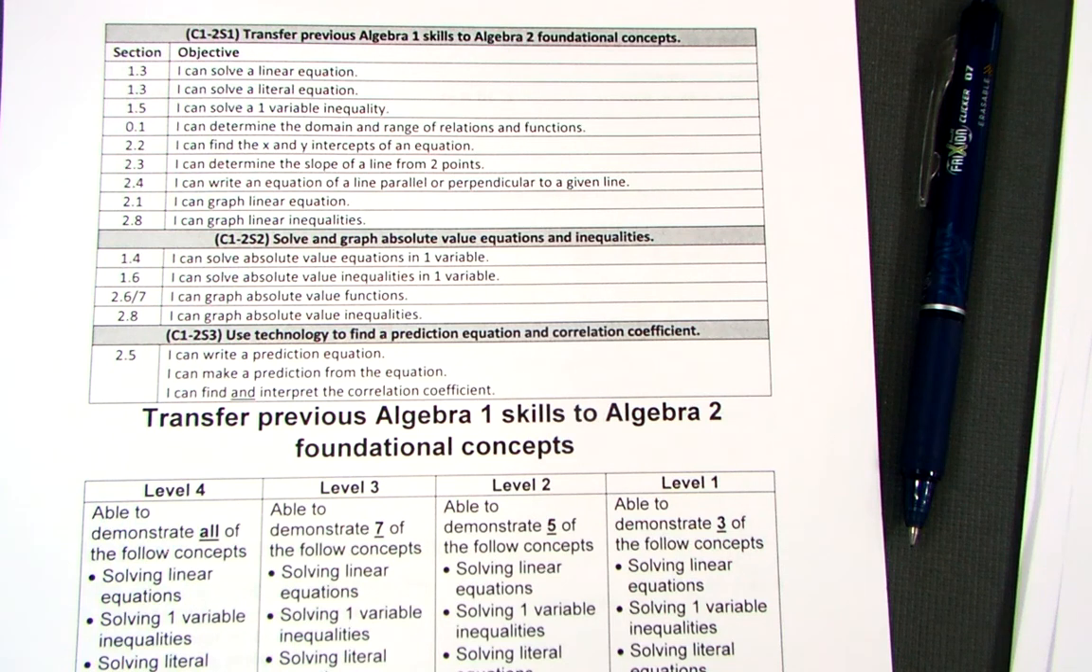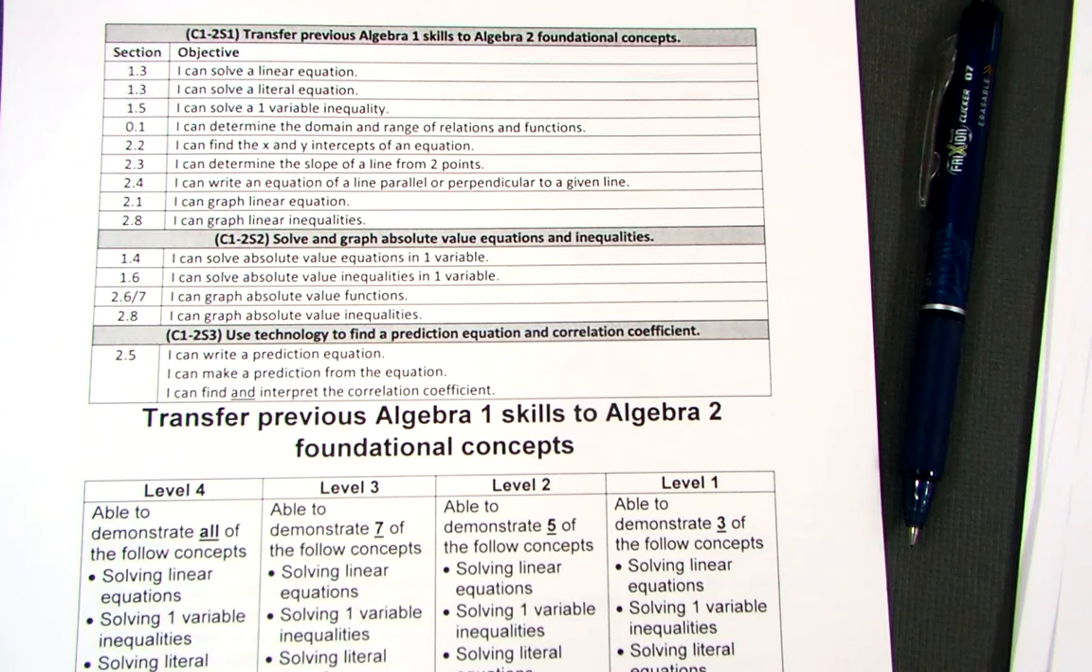Chapter 1 and Chapter 2. I'm going to give you a quick overview of our three standards that are going to be in Chapter 1 and Chapter 2, and then we'll get started on our first objective. The first standard is to transfer previous Algebra 1 skills to Algebra 2 foundational concepts, and we have a number of different concepts underneath there that we will need to master in order to master this standard.